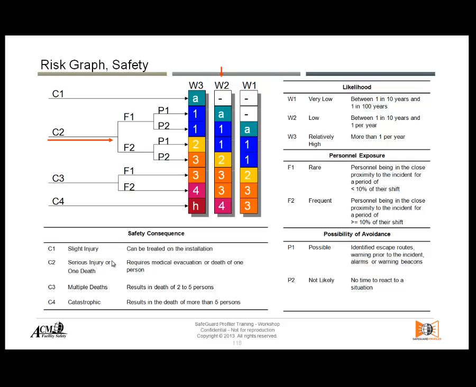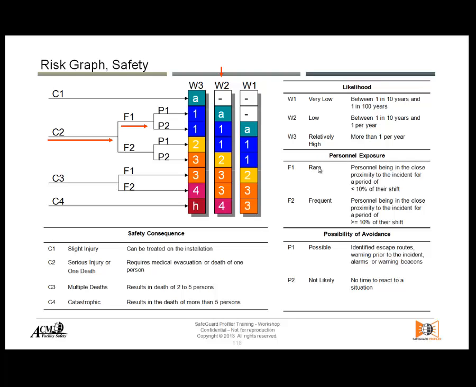So C2, we saw there that one person could have lost his life, so serious injuries or one death. And so here's the description of what that means. So this is a decision for C2, so W2 with the likelihood, and C2 possible loss of one life. Then F1, it is rare, so personnel being in the close proximity to the incident for a period of greater than 10% of the shift. So in this case it was judged that it was F1, it is rare.